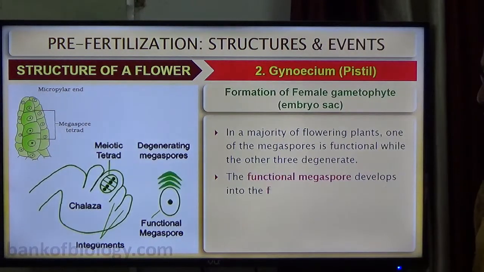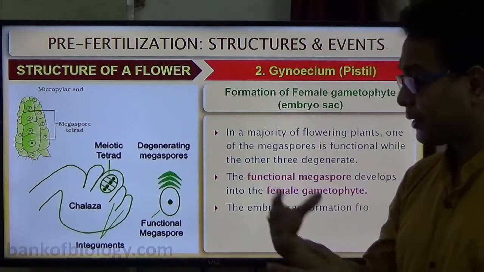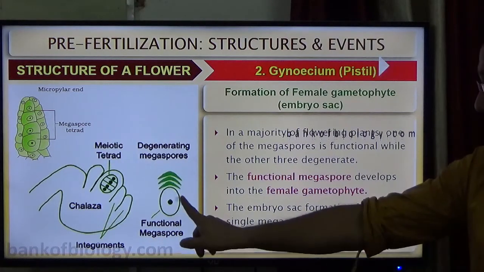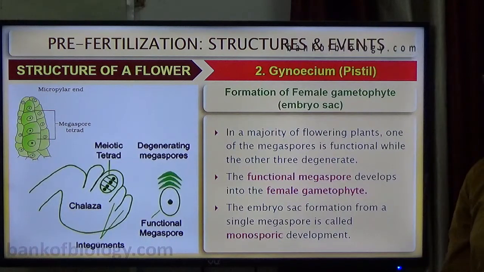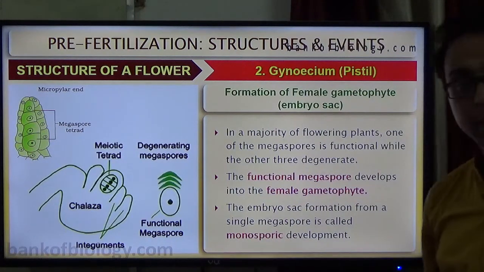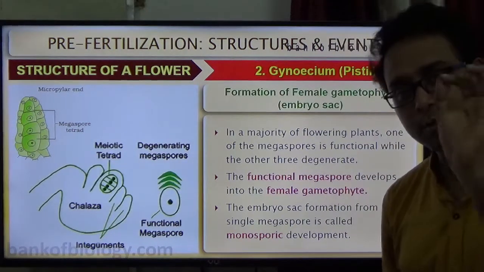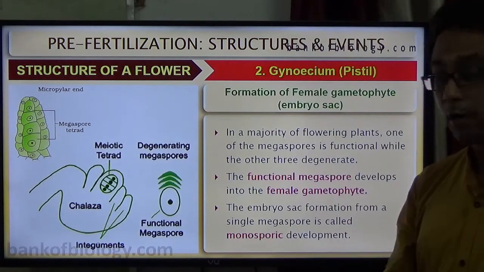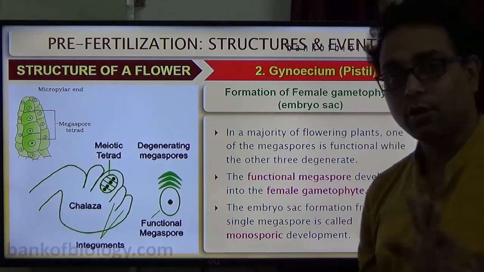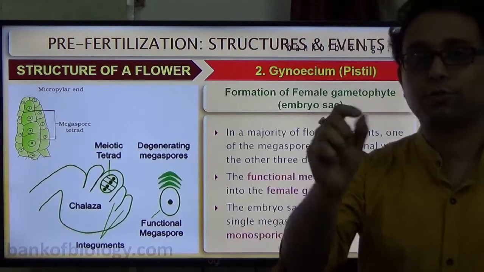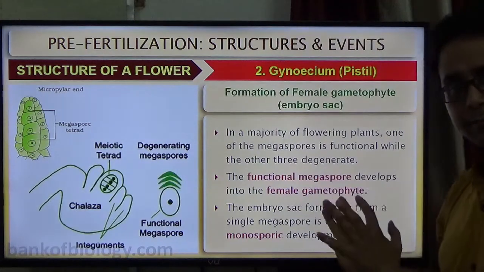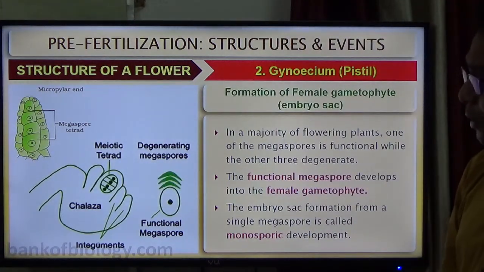3 cells degenerate but 1 cell is staying here. The functional megaspore now develops into the female gametophyte. But how? Now we discuss this process. So the embryo sac is ultimately formed from a single megaspore. So it is called monosporic development. Monosporic. Mono means single. That means the embryo sac is produced from the single megaspore. So it is called monosporic development. Very important question from your NEET point of view. Clearly understood it? Now we discuss about the other process.